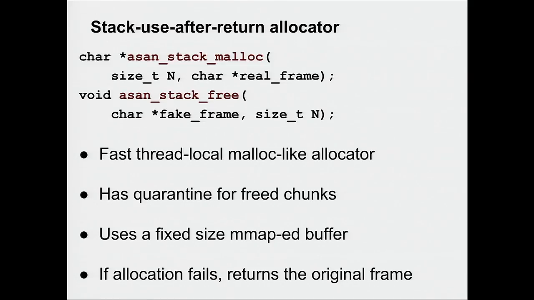Internally, it uses a single fixed size mmapped buffer. So if you actually have a very deep recursion, this buffer can be exhausted, and the malloc implementation cannot return anything. In this case, it actually returns the original frame, so we just do not catch any bug in a very, very deep recursion. But this allows us to be very efficient.